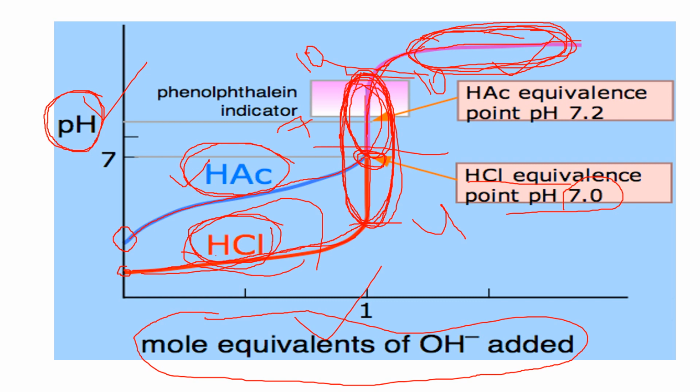And in case of strong acid and weak base, let us know about this. This is the pH range of strong base. In case of strong acid and weak base, strong acid means HCl, and we have to know the weak base, for example, ammonium hydroxide. Ammonium hydroxide is a weak base.